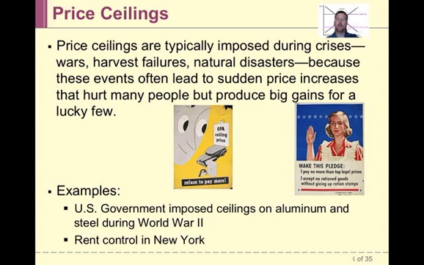So why would a government impose a ceiling when we know that this may create a shortage? Well, this usually happens during a time of crisis. And so they weigh the costs and benefits, and they think that they need to put a price ceiling in to lower the price for us. That might happen during wars, harvest failures, or natural disasters, because these events often lead to a sudden increase in price. Some examples that I have written below are during World War II, the U.S. government imposed ceilings on aluminum and steel, and also rent control in New York, which I had mentioned earlier.